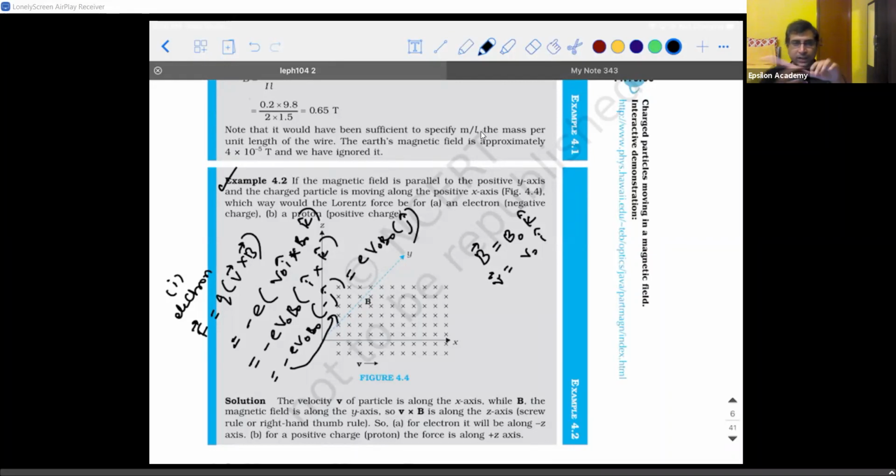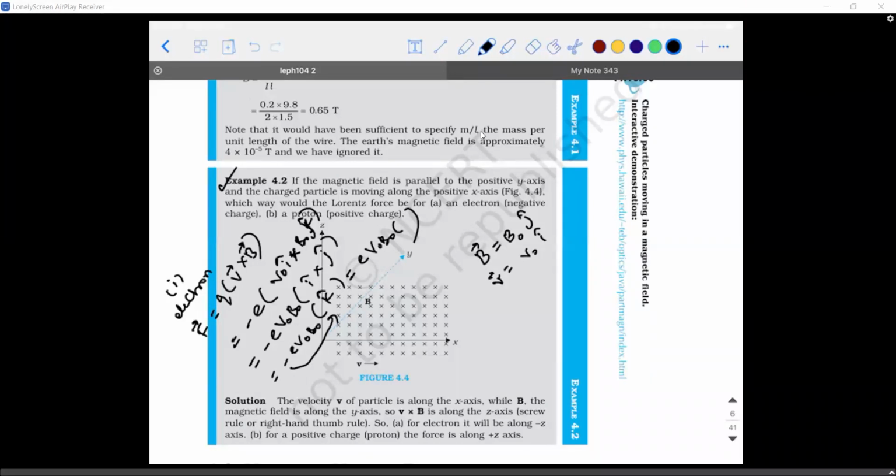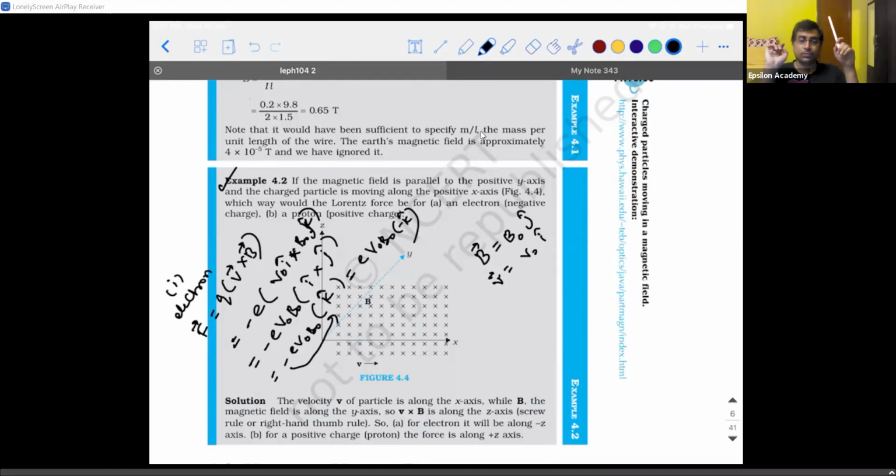Wait. I made a mistake. They told here it is the positive y direction, right? So B is J cap. So here it is I cross J. So what is I cross J? It is k cap. I cross J is k cap, and I dot J is 0. So the minus sign will go inside: E V naught B naught into minus k cap.